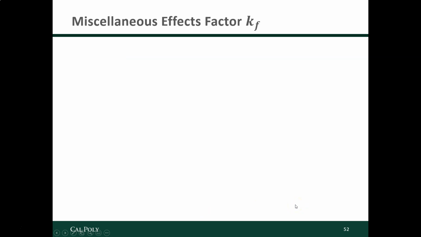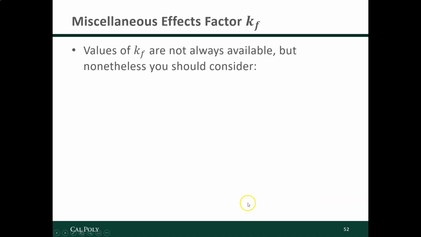And finally, we have a miscellaneous effects factor. This is everything else. These values are not always available for every possible thing that could affect the endurance limit of parts, but nonetheless, you should consider whether there are any residual stresses, like we talked about with W sections. They can end up with stresses, even in the absence of load, inside, and that can affect fatigue. If they're tensile, or where they're tensile, that's going to increase the chance of fatigue. Where they're compressive, that's actually going to tend to reduce the chance of fatigue.